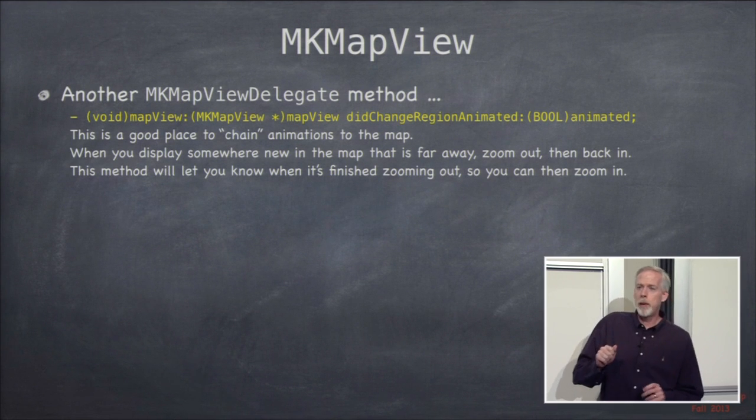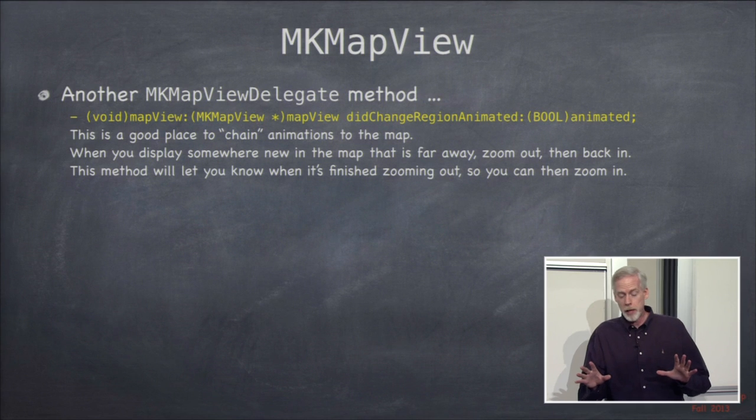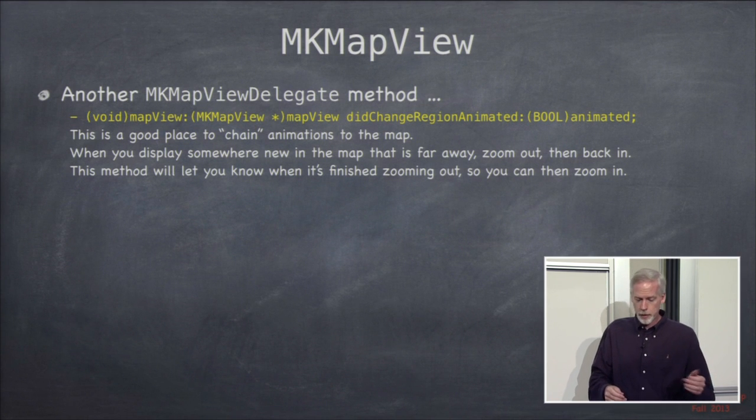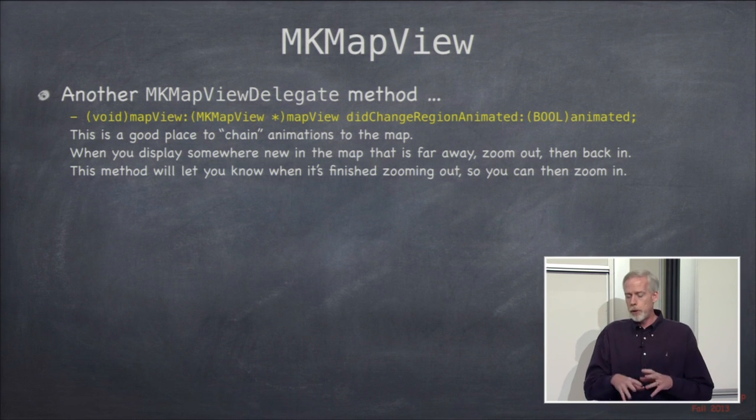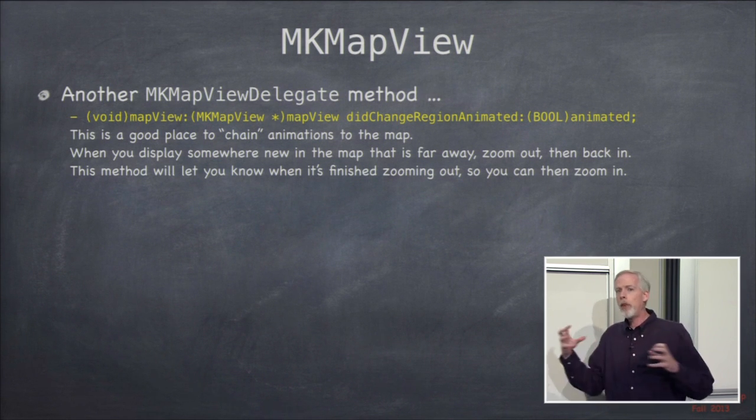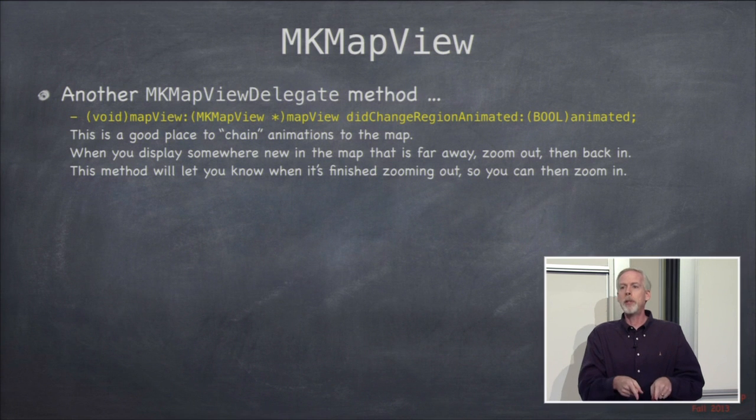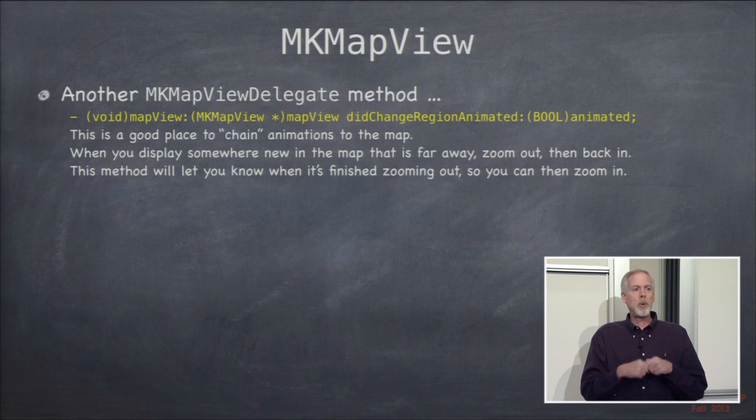This map view delegate method, there's about 20 map view delegate methods. I can only cover the tiny few here, like view for annotation and did select annotation view. But another interesting one is did change region. The reason this is interesting, this gets called if the map is animating, moving around, changing the camera or something. When it's done, it'll be showing a new region. It'll send this message to you. Why is that important? Why would you want that?